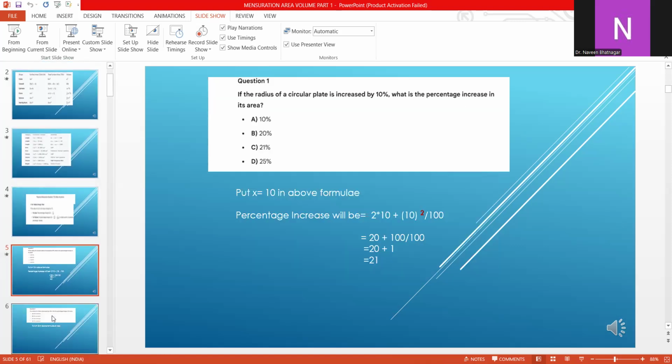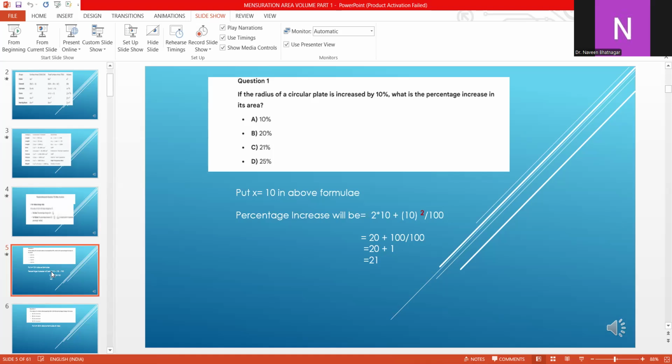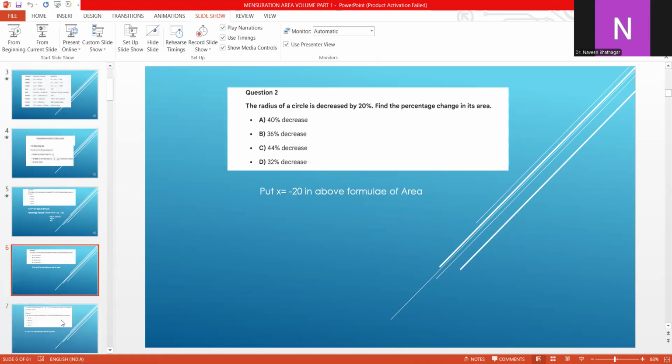Let us say question number one is: if the radius of a circular plate is increased by 10%, then what is the percentage increase in its area? So using the number one formula, 2x plus x square upon 100, we just put the value of x equal to 10 in it and we will get the answer. If you're getting a positive answer, it is a 21% increase. If you're getting a negative answer, it means it is decreased.